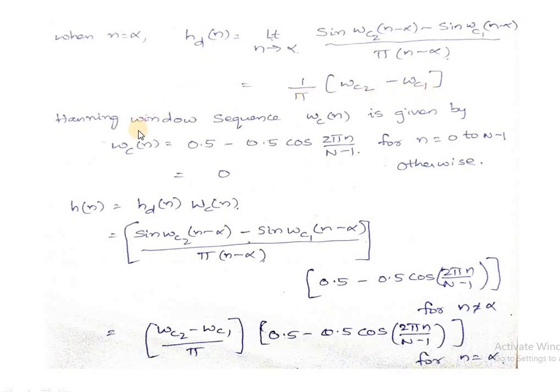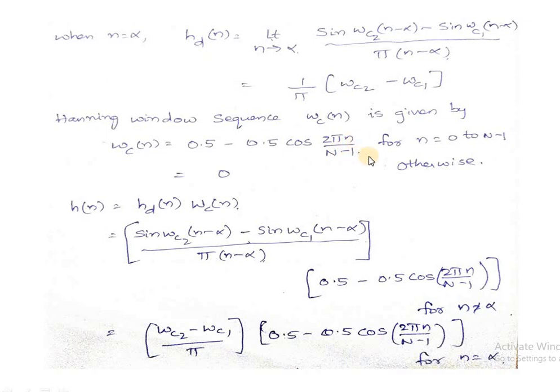And so now in step 3, I am making this infinite impulse response filter into a finite one just by multiplying it with the given windowing sequence from 0 to N minus 1. It was identified that the Hanning windowing sequence is defined as 0.5 minus 0.5 cos 2 pi n by N minus 1.